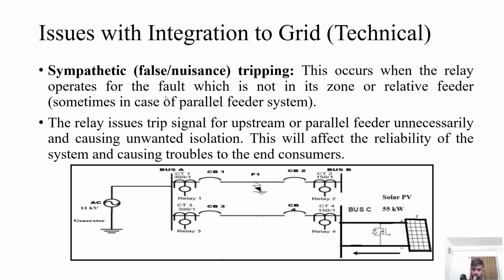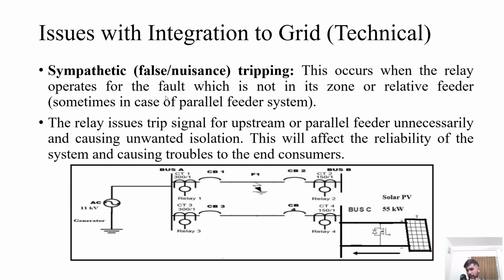Another major issue of concern with the integration to the grid is sympathetic or nuisance tripping, with malfunctioning of the relays. This occurs when the relay operates for a fault which is not in its zone or relative feeder.